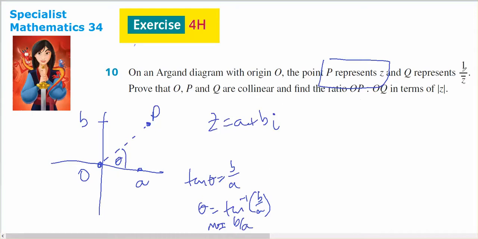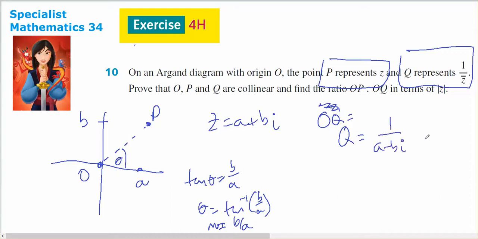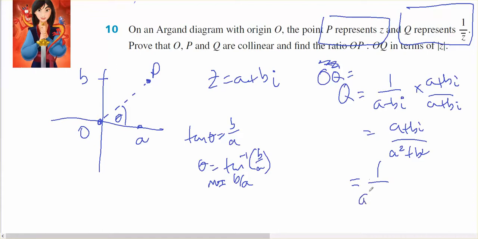Now I've got to find Q. Q is 1 on the conjugate of Z. So OQ will equal 1 on A minus Bi, which if I multiply by A plus Bi is equal to A plus Bi over A squared plus B squared. Therefore, Q is 1 on A squared plus B squared, A plus Bi.